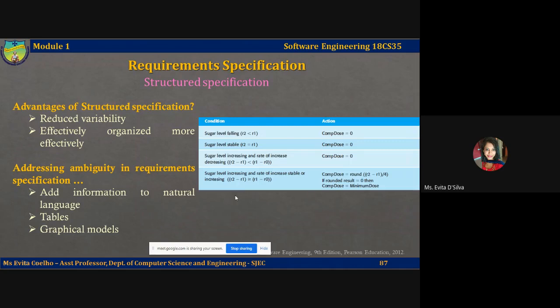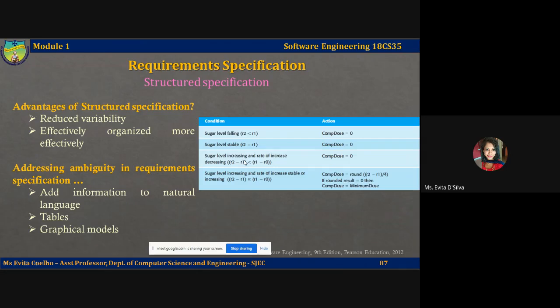If you look at this figure here, it's a tabular format of what has to happen, or what the action is, based on different conditions. Because the condition part is not just one condition, there are multiple conditions. Sugar level falling, then what you have to do. Sugar level stable, then what you have to do. Sugar level increasing, then what you have to do, and so on. Based on a condition, an action is specified in a tabular column.